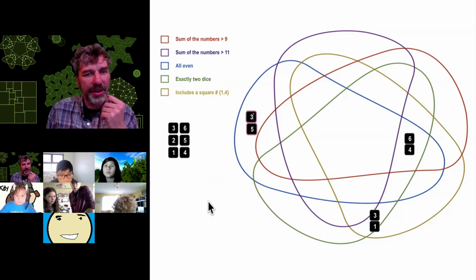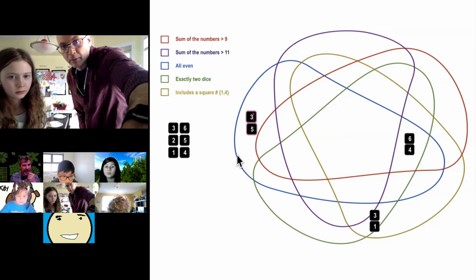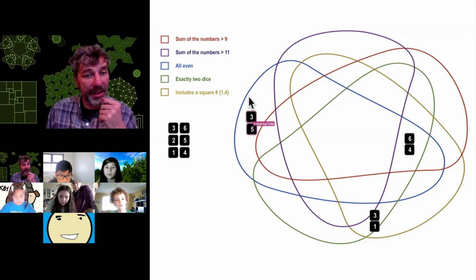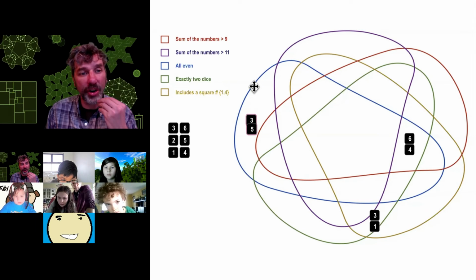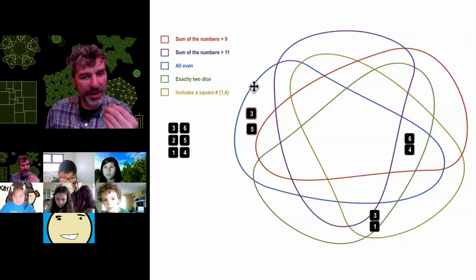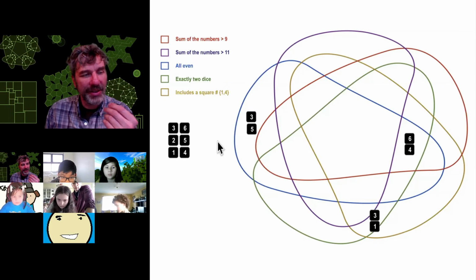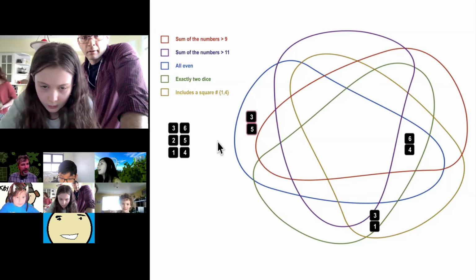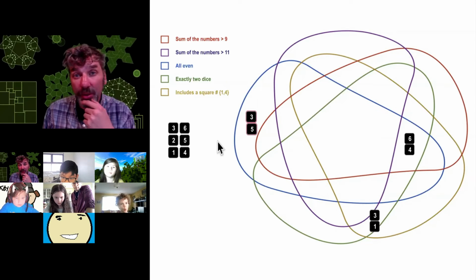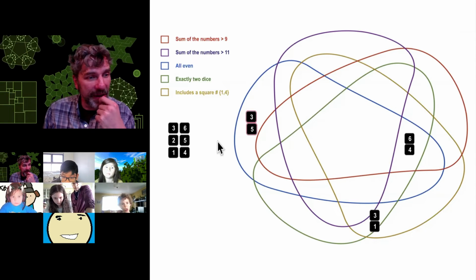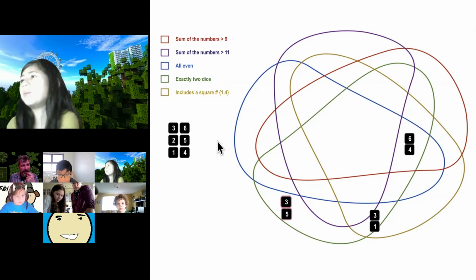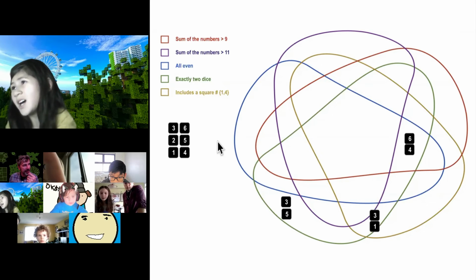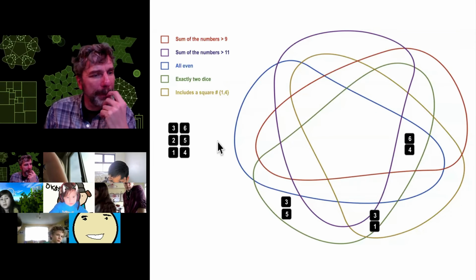Okay, so this one's saying that they're inside the blue region. So that's saying that they're all even. Those dice are all even. So I'm going to go and look briefly at what other people are doing on the other screens. How do I put it back in the main slide? I made my copy. Okay.